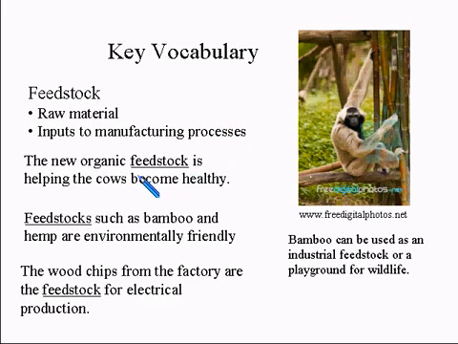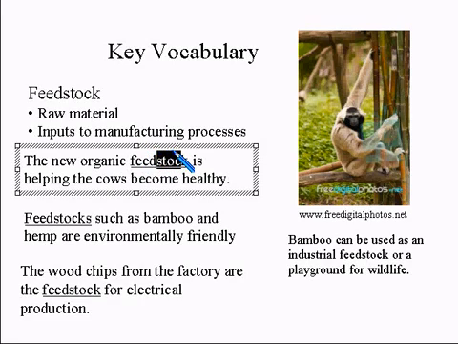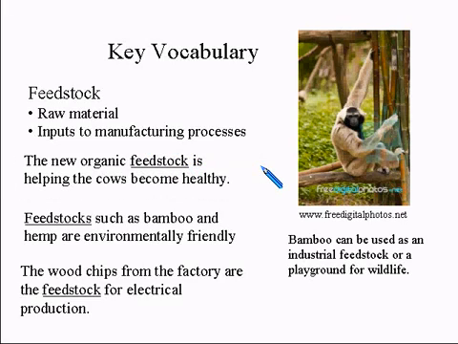So here's our first example. The new organic feedstock is helping cows become healthy. That's one example of food for cows called feedstock sometimes. Or they just say feed. Sometimes they'll say animal feed, not necessarily feedstock. Although actually, the word stock means cow. From about 2,000 years ago, the stock market was the cow market where they would trade cows. So I suppose maybe feedstock means cow feed from a long time ago, but I don't know.